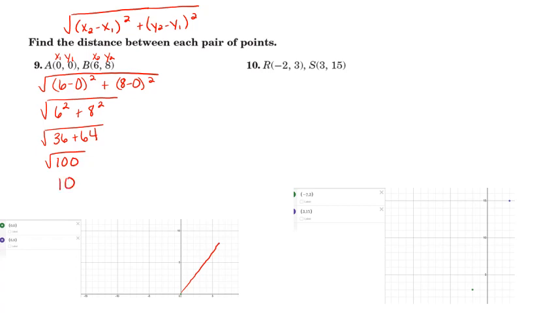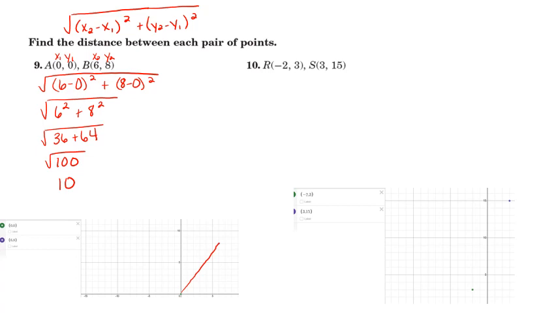When you do these problems, it's using that order of operations. It's very important that you go in the correct order. So you do your subtraction in the parentheses first. Then we take care of exponents. Then we add them together, and then we do the square root. Okay, so we make sure we're doing it in that order.